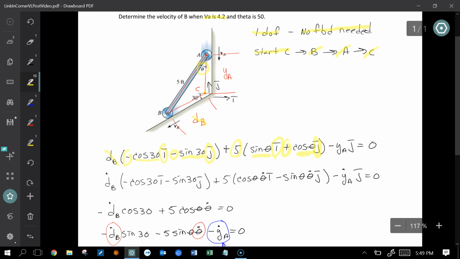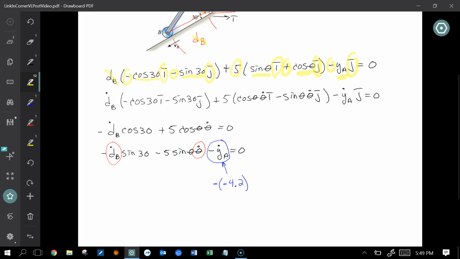Then I want to walk back to C. So I'm going to go down, negative j, a distance of YA. I'll label that distance YA. Set that equal to 0 because I'm back at my starting point. Again, you can start anywhere you want as long as you go all the way around the circle or triangle or whatever it is and come back to where you started. The next step is you take derivatives. Since you're going to take derivatives, you cannot plug in 50 degrees for theta yet. You have to wait until after you take your derivative.